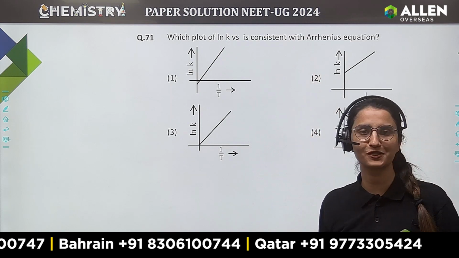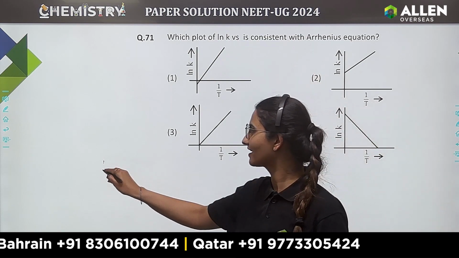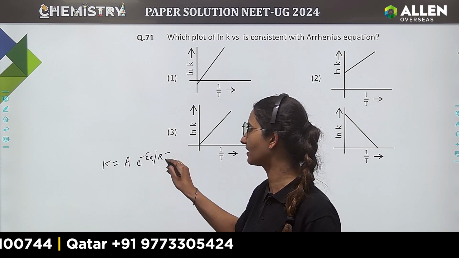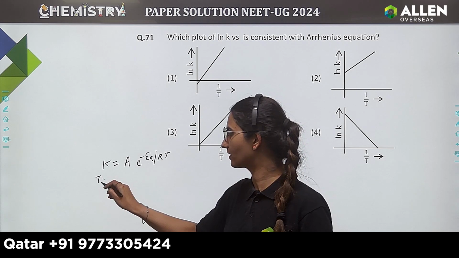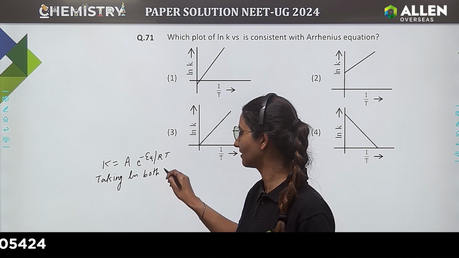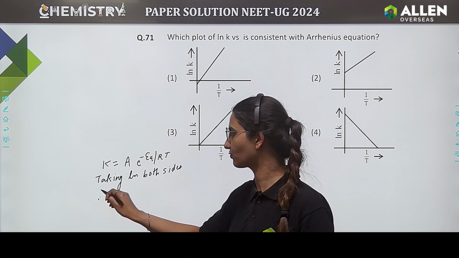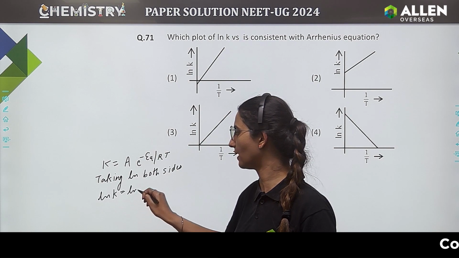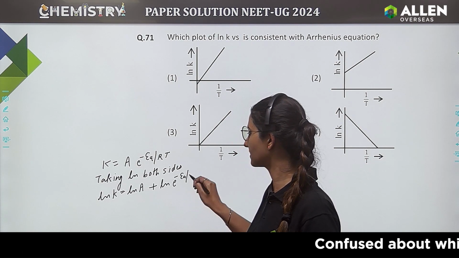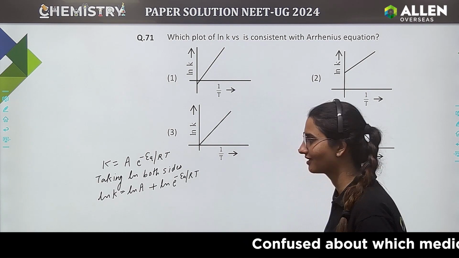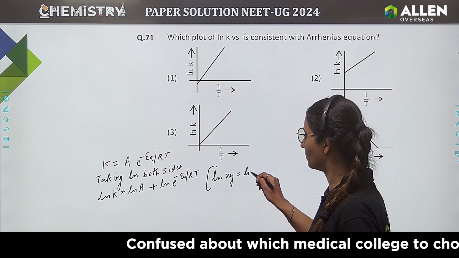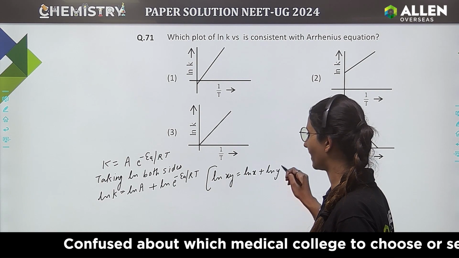Again, a question based on the Arrhenius equation. What is it, students? K is equal to A e raised to the power minus Ea by RT. If I take natural log on both sides, what can I write? I can write ln K is equal to ln A plus ln e raised to the power minus Ea by RT. How did I write that? Students, I know this concept, no? ln of xy is equal to ln x plus ln y. I can break it, right?